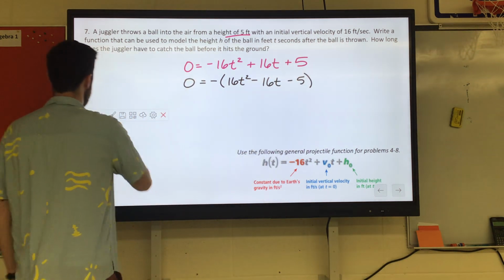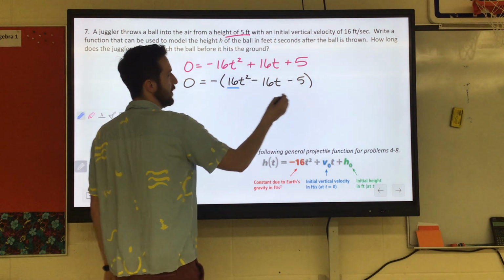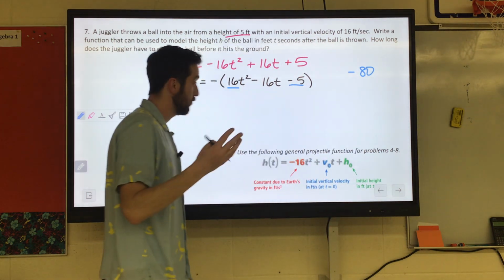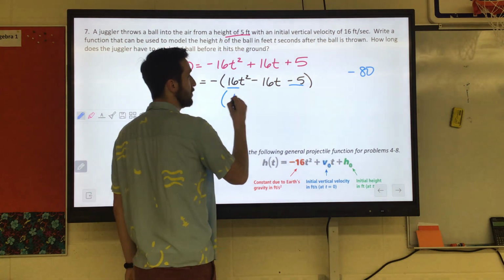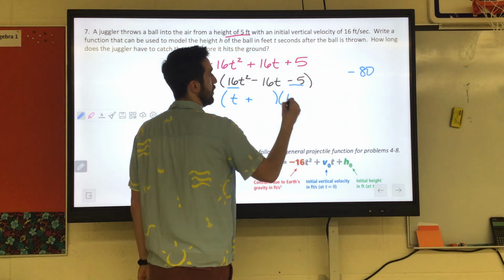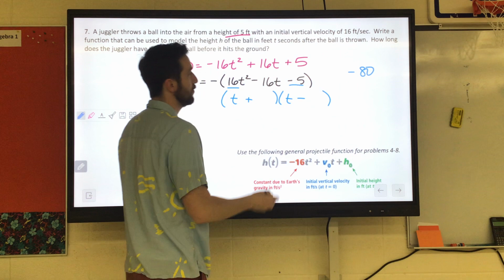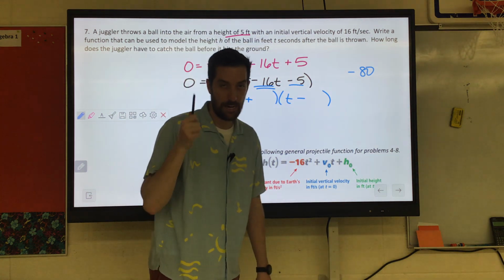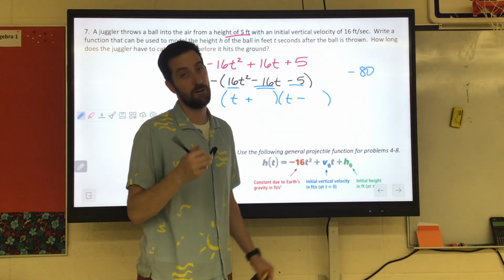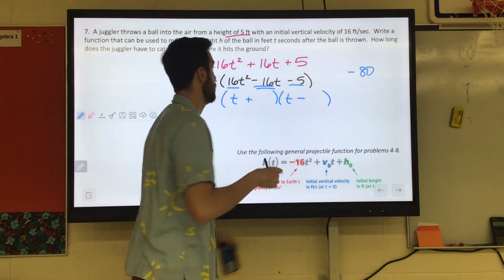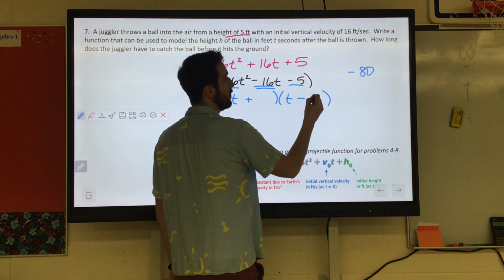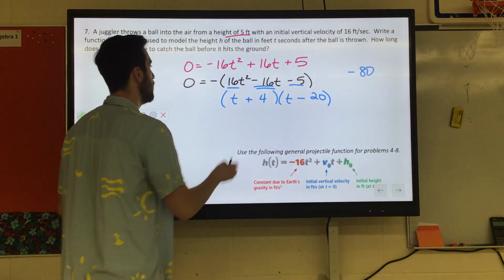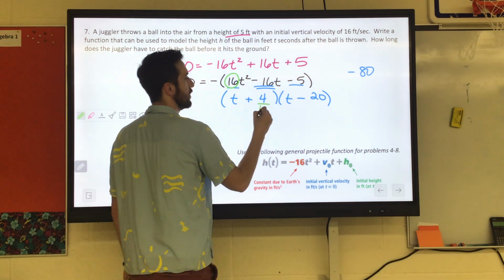We have to factor that. So we're going to do 16 times negative 5, which is negative 80. I know it's going to be a plus and a minus. They have to be 16 apart from each other. Two numbers that multiply to 80 and are 16 apart are 4 and 20. So to make them add up to negative 16, it'd be minus the 20 plus the 4. We do have to try to divide them by the number in front, 16.